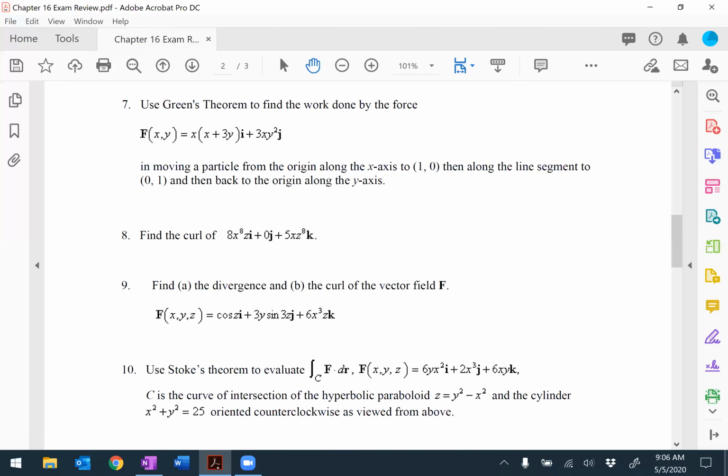Okay, use Green's theorem. Ooh, okay. What was Green's theorem? Let's try to remember Green's theorem here. To find the work done by the force of this guy, moving a particle along the x-axis from the origin to 1, 0, and then 0 to 1, and then back to the origin.